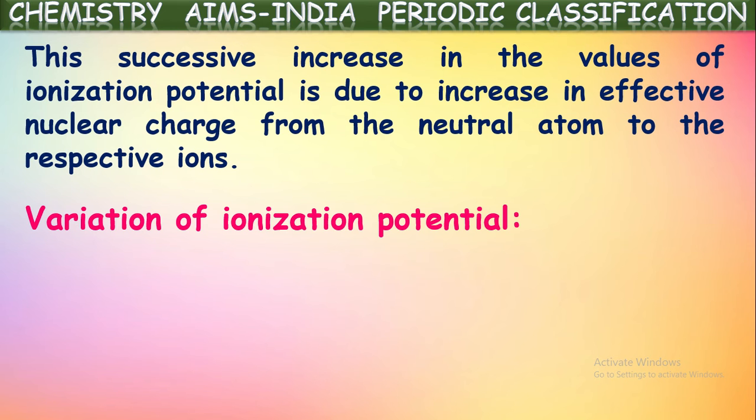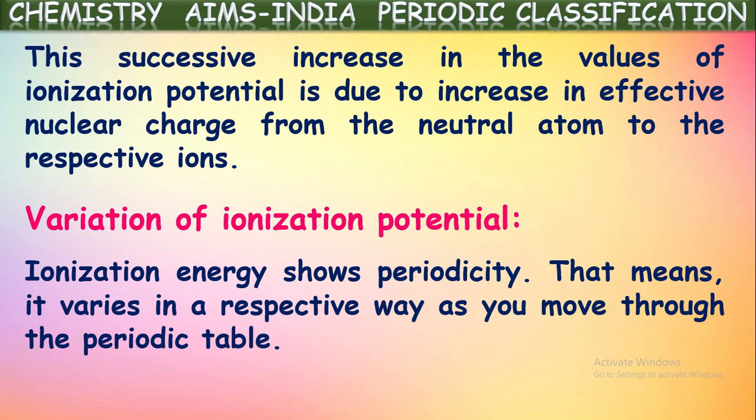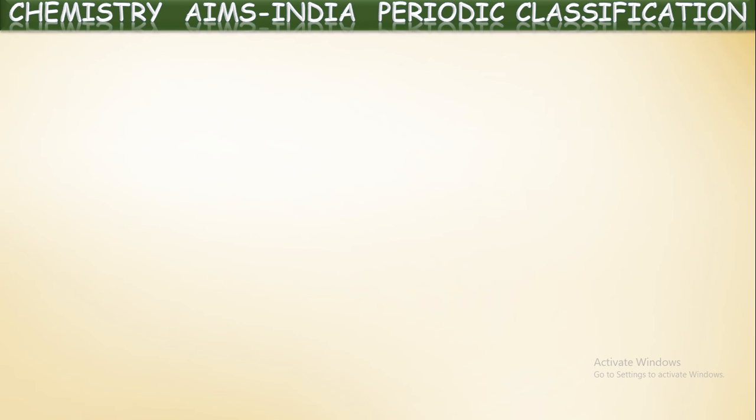Right? So now the variation of ionization potential in the periodic table. This ionization energy or ionization potential shows periodicity. That means it varies in a particular way as we move through the periodic table, that is, from top to bottom in a group or from left to right in a period. So this shows a certain variation, a certain periodicity. Let us see how it varies in groups and periods. Let us see first in a period.